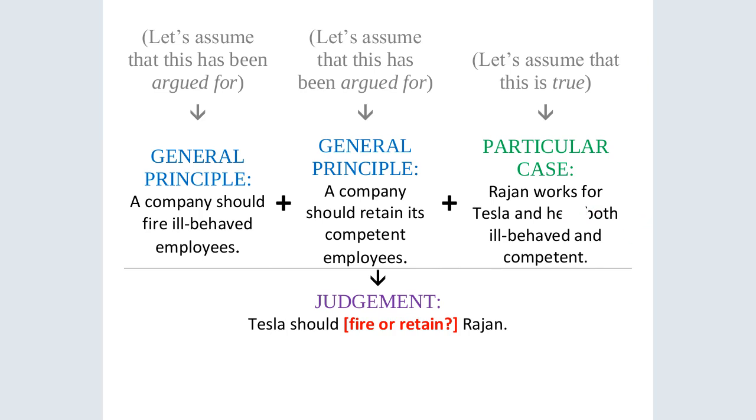Let's do a final bit of fun with the airbrush. Let's imagine, for instance, I airbrush that he's ill-behaved, and I just keep this. Right? Rajan works for Tesla and he is competent. What's the judgment? Fire or retain? Retain. Absolutely. Right? Now notice how we can easily get a false sense of moral certainty if we are dishonest. I mean this in the sense that we pretend to not know what we know, because we want to escape the difficulty that we're confronting.